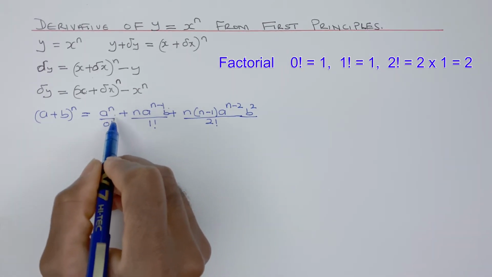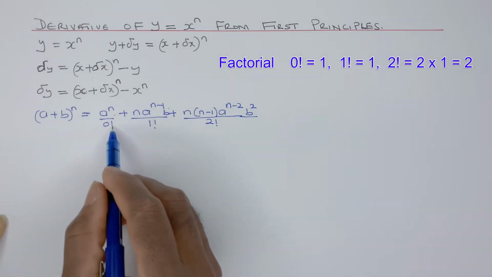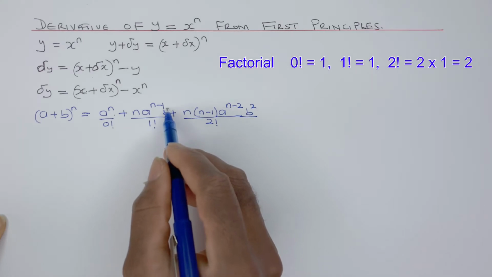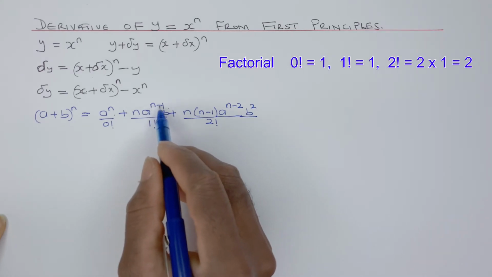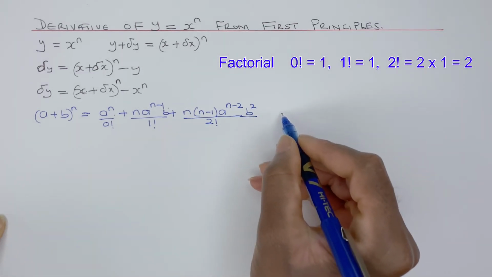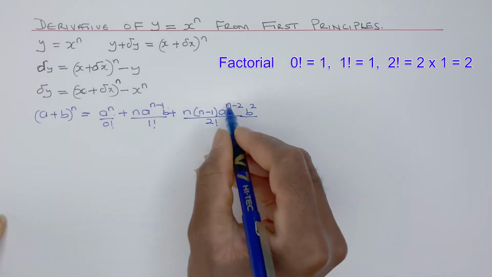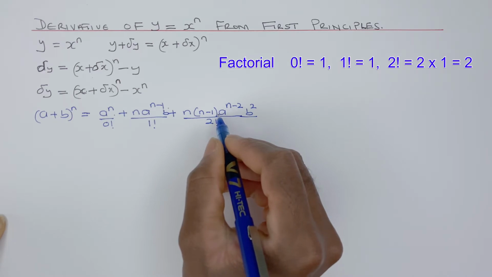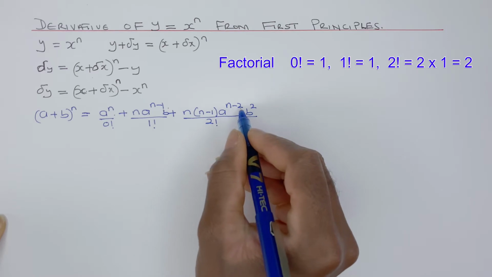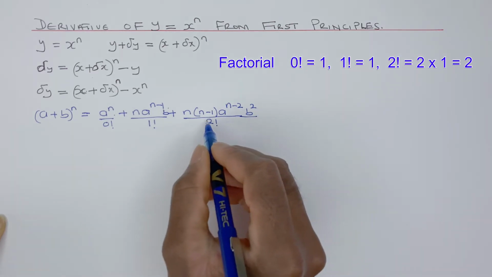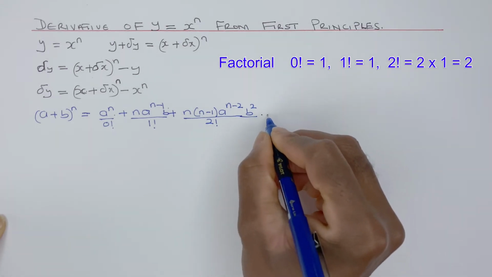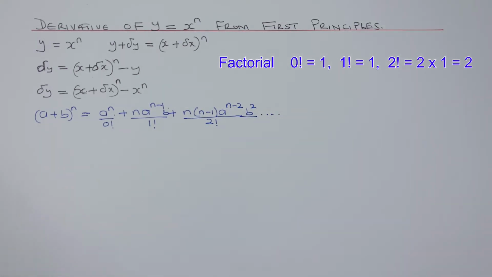b to the power of 0 is 1. Anything to the power of 0 is 1. 0 factorial is 1. 1 factorial is 1. This is b to the power of 1, a to the power of n minus 1. You can imagine what the third one would be. Then that would be n a to the power of n minus 3, b cubed over 3 factorial. So that's how it goes when you do that expansion.